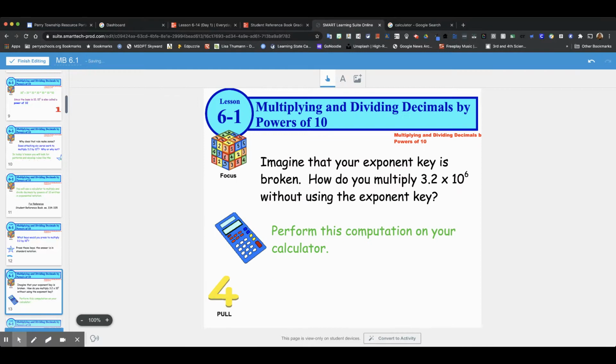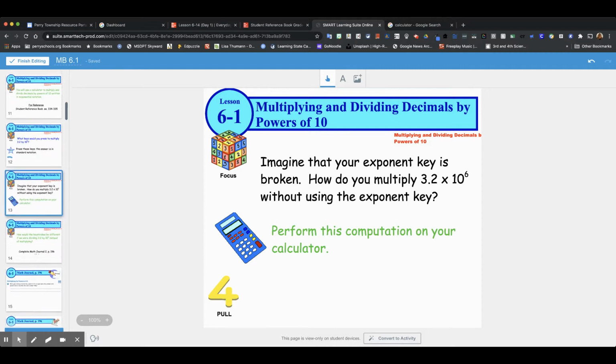Imagine that your exponent key is broken. How do you multiply 3.2 times 10 to the sixth power? Try what I just showed you. You know how to get 10 to the sixth power. You know what that is. So try doing that on your calculator, because both ways work.